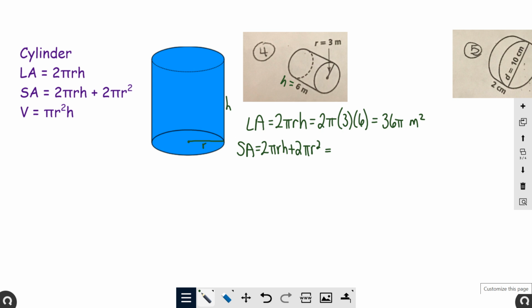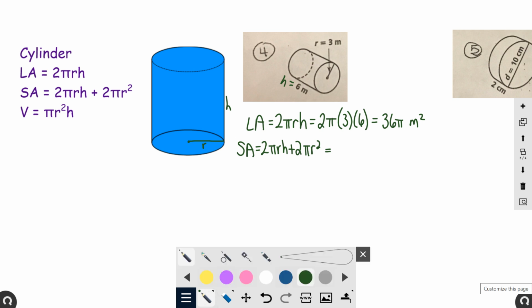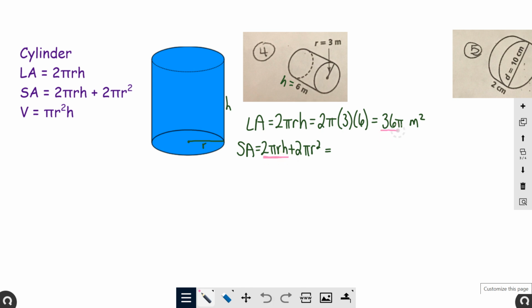Now we use our surface area formula to find the surface area. But don't forget, just like our prisms, this first part, 2 pi RH, is what we got for lateral area. So you could replace that part with 36 pi plus 2 pi times 3 squared. 2 times 3 squared is 18 pi, and then add those together. So we get 54 pi meters squared. That would be our surface area. You can type it all in together, doing 36 plus 2 times 3 squared, and it would give you 54 really easily.